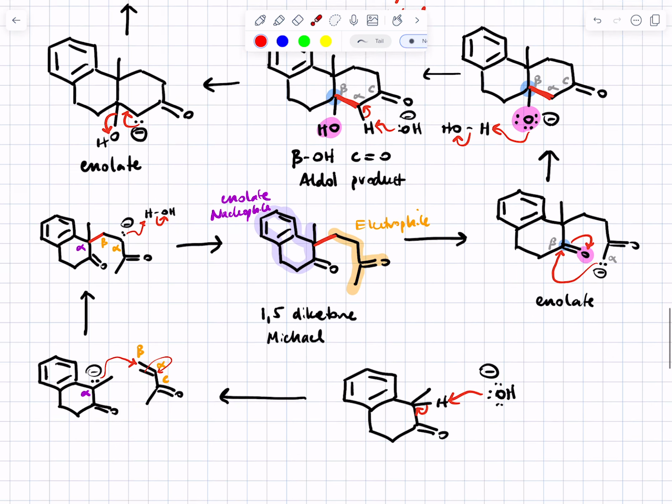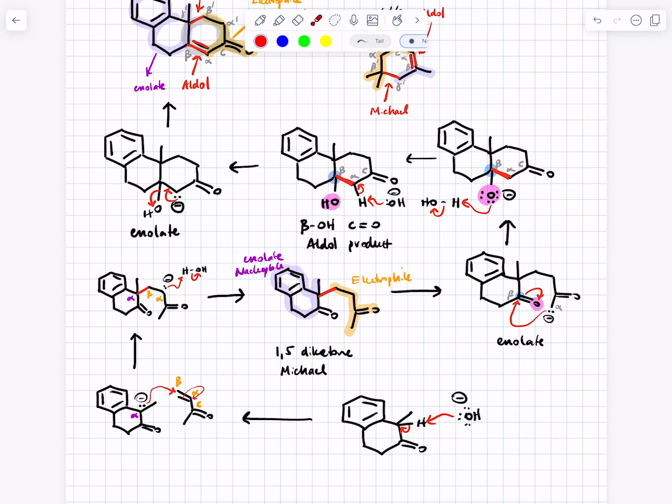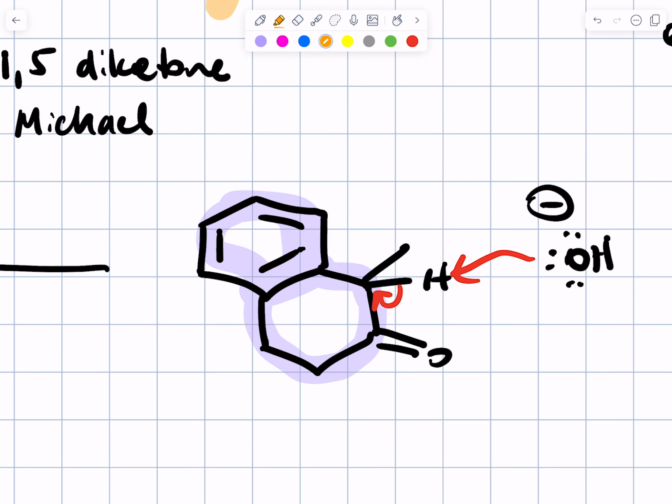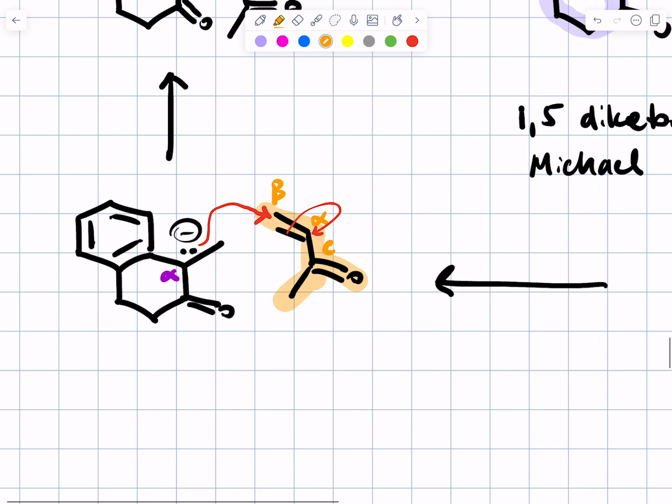Okay, so we've thought backwards. Again, in purple, I'm going to highlight the enolate portion of our molecule. And in orange, I'm going to highlight the alpha-beta unsaturated electrophile. Let's just go through it from the start and work all our way to the end. We'll just talk through it, okay? So, here's the molecule you're going to make your enolate from. You remove the proton to make the enolate. There's your enolate in purple.